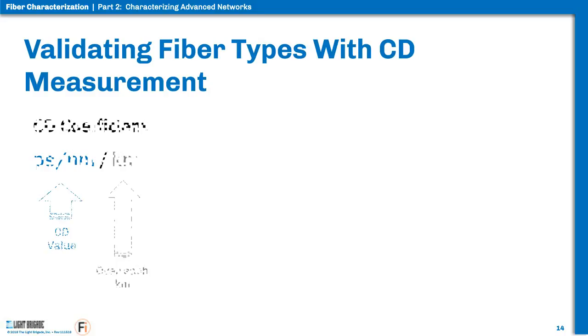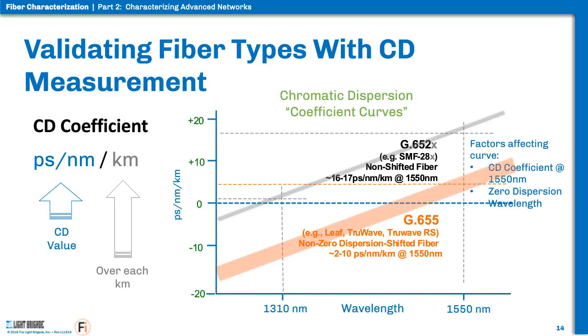So the other thing about CD is not only does it define the amount of chromatic dispersion that your system can tolerate before it's compensated for, one of the great things about CD measurements is that they can actually define the fiber type. So we have what's called a CD coefficient, and that is how much dispersion, or CD, chromatic dispersion, occurs in picoseconds per nanometer over each kilometer, and that's called the coefficient.